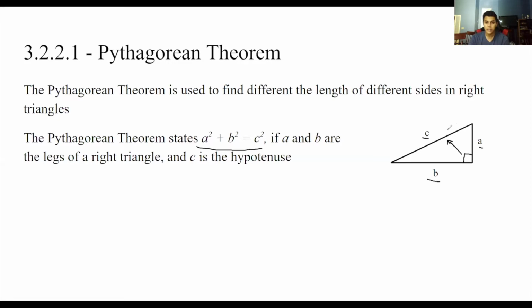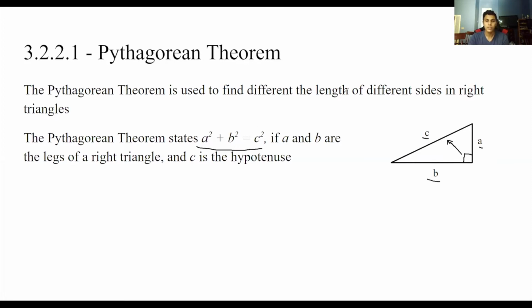And the hypotenuse, which is c, also always happens to be the longest side in any right triangle, which is why when we say a squared plus b squared equals c squared, it makes sense that c would be the longest value. So basically, if you have two values for a and b, you could use it by substituting them into the equation where a and b are to solve for c.